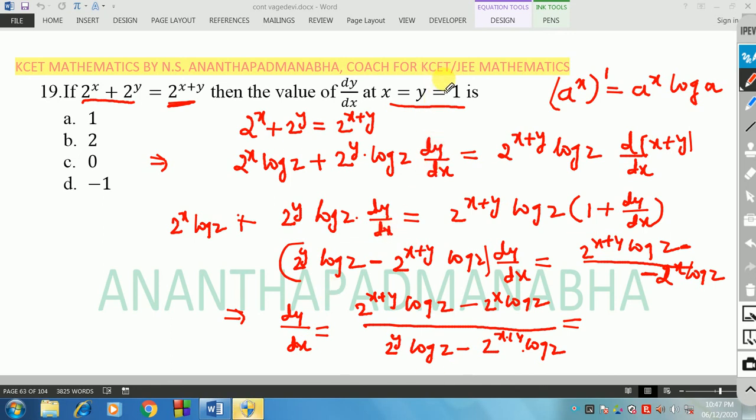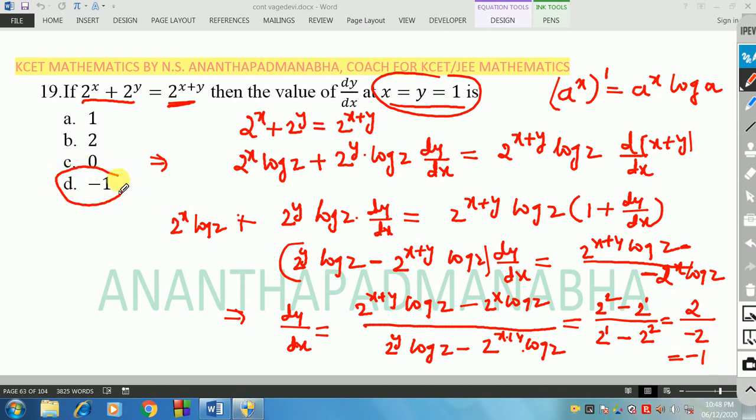Now at x equals y equals 1, let us put x equals y equals 1. So we get 2 square here, that is 2 to the power of 1 plus 1 is 2 square, minus 2 to the power of 1 is 2, divided by 2 to the power of y, that is 2 to the power of 1, log 2 has been cancelled already, minus 2 to the power of 2. So we get 2 square is 4, 4 minus 2 is 2, divided by 2 minus 4 is minus 2, which is equal to minus 1. So minus 1 is the required answer for this.